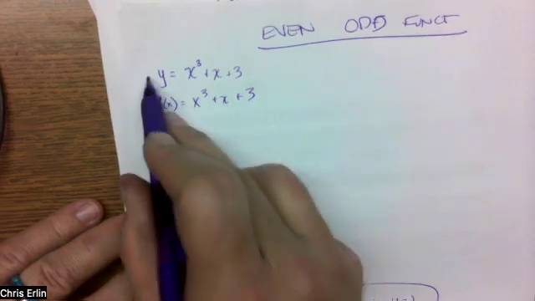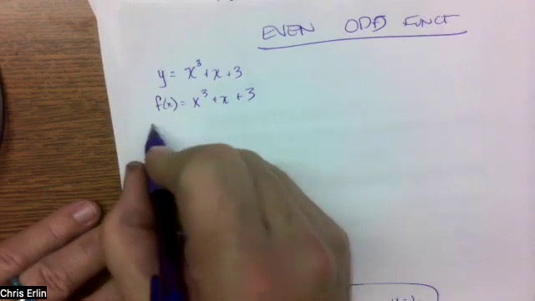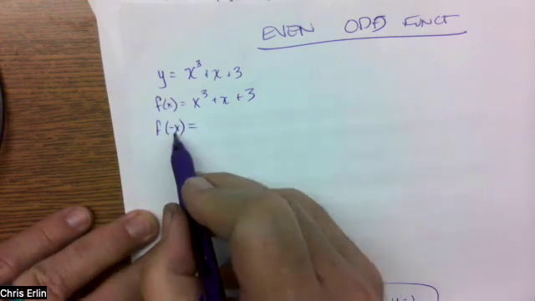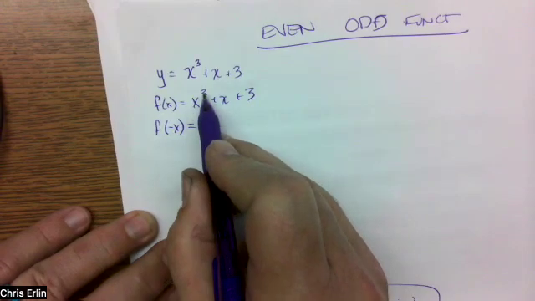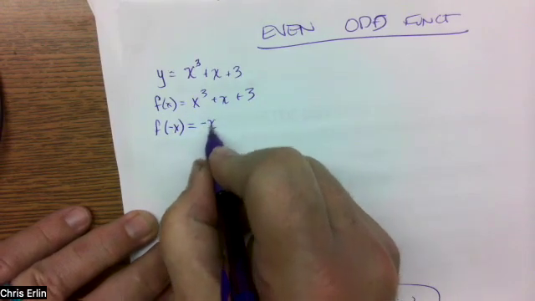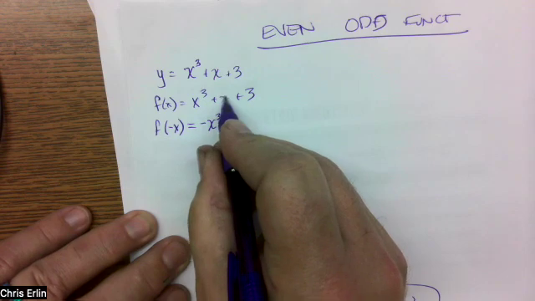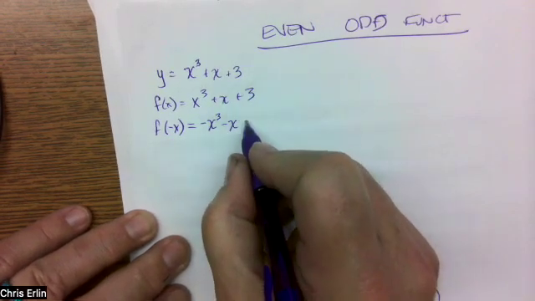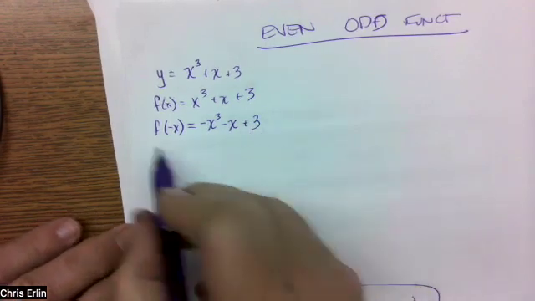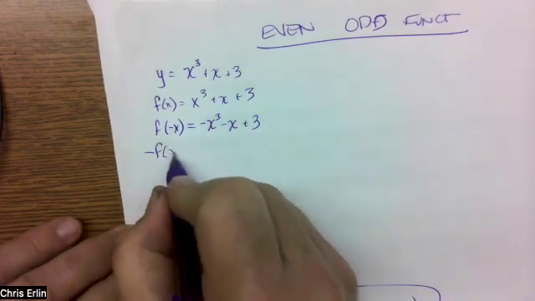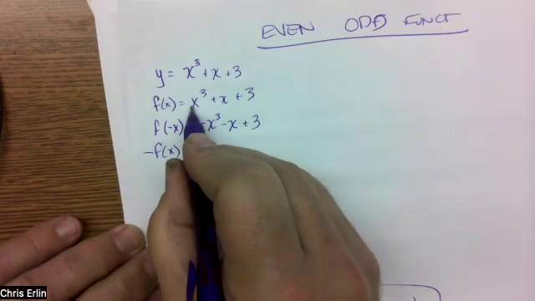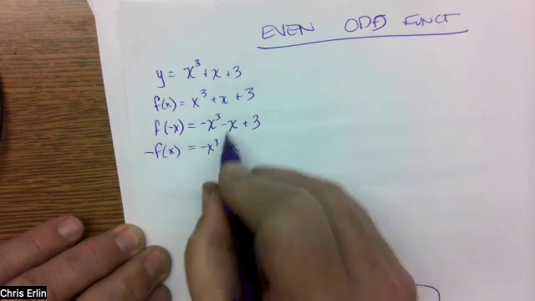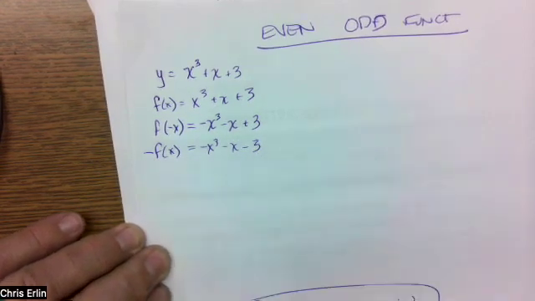F of x is equal to this. I've changed the y into f of x. And what I do is I find out what happens if I put a negative x in. If I put a negative x in, negative x cubed, the negative stays. It becomes negative x cubed. If I put a negative x here, it becomes minus x. It doesn't affect the plus 3. And then the third thing I do is I distribute a negative across the whole function. So distributing a negative across this makes negative x cubed. Distributing across this makes negative x. Distributing across this makes negative 3.